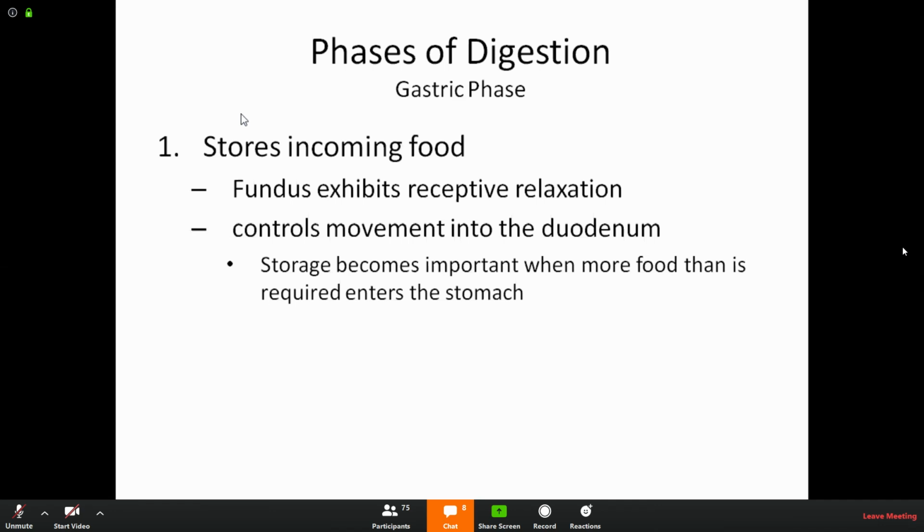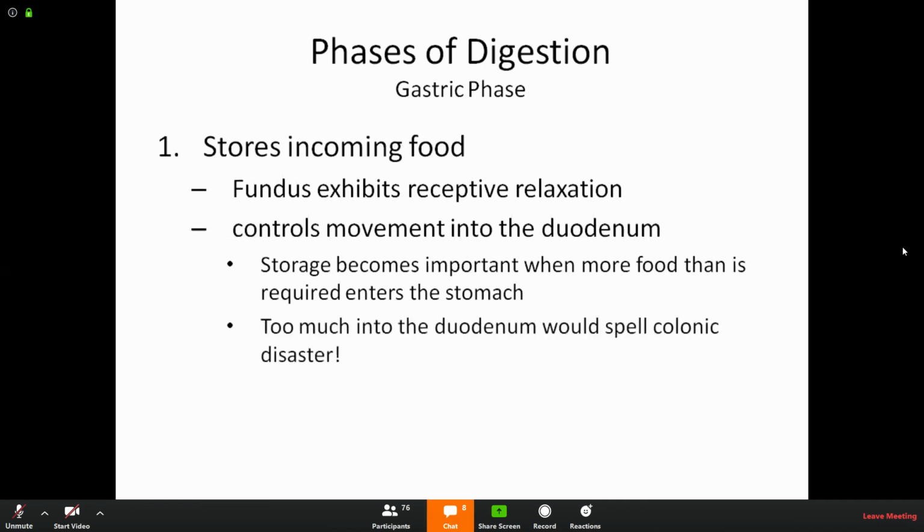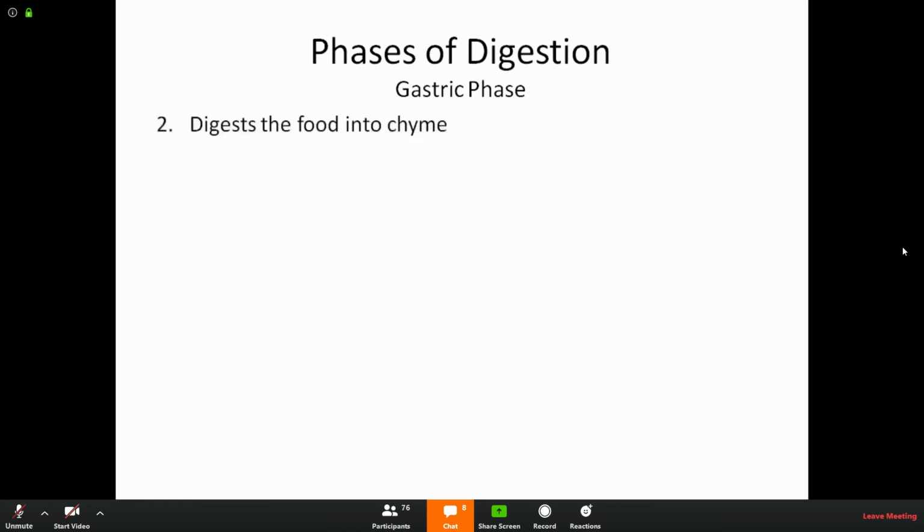So storage becomes important when more food than required enters the stomach. Too much food entering the duodenum will spill over and cause colonic disturbance. Then the second phase is the digestion phase, the digestion of food into the chyme.